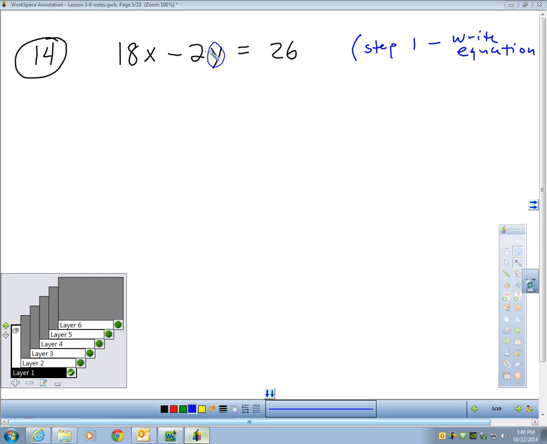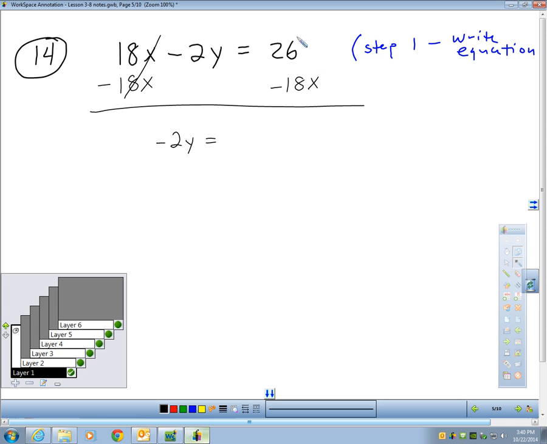Times negative 2 is the next layer. The plus 18x, remember I'm saying plus because there'd be a plus outside, the plus 18x is the outside layer. I got to get rid of plus 18x first. So I'm going to do that by subtracting 18x. So I just use the subtraction property of equality. Those cancel. I get negative 2y on the left.